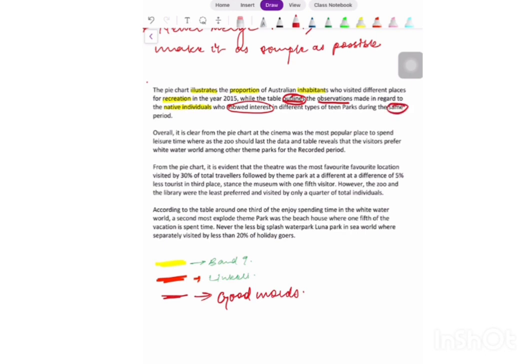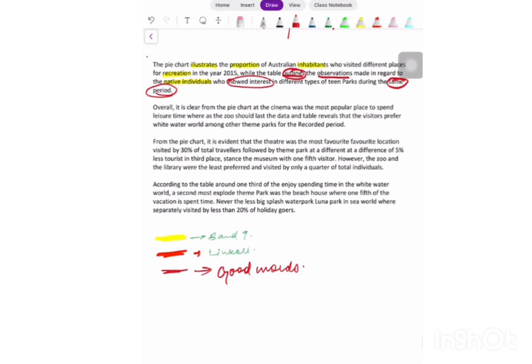Where only a quarter of total individuals. So quarter is also like 1/4, so that is 100 divided by 4. According to the table, or as per the table, around one third of the enjoyers. So instead of writing travelers and repeating the word over and over again, "enjoyers" spending time in the Whitewater World, the second most. Okay, so this is also a good linker.